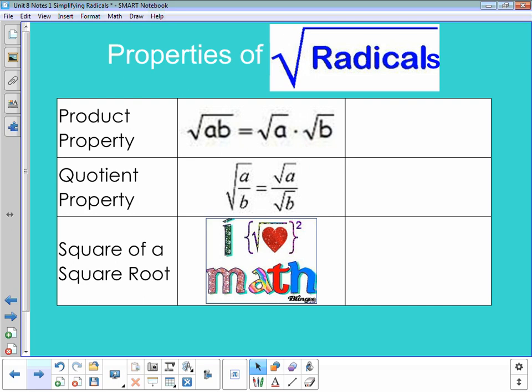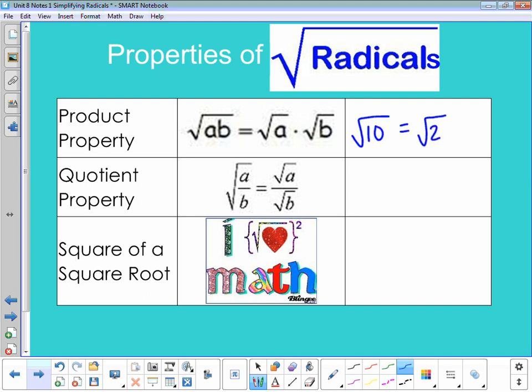Same type of deal here with radicals. If I have the radical of the square root of AB, it's the same thing as the square root of A times the square root of B. So for example, if I have the square root of 10, that's the same thing as the square root of 2 times the square root of 5. I can break that apart. I'm allowed to do that.